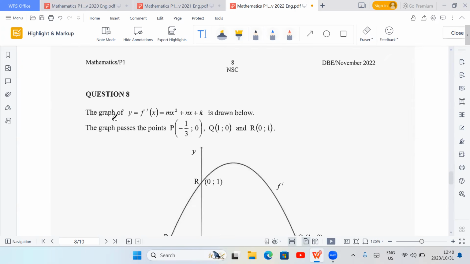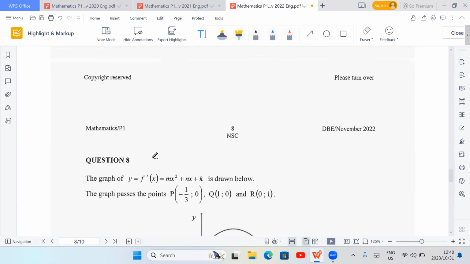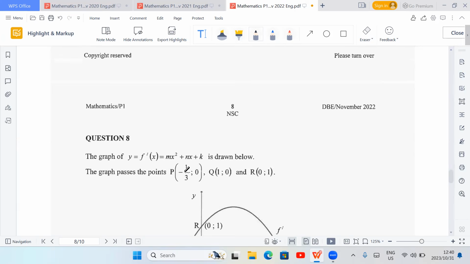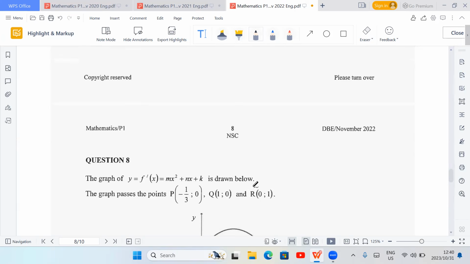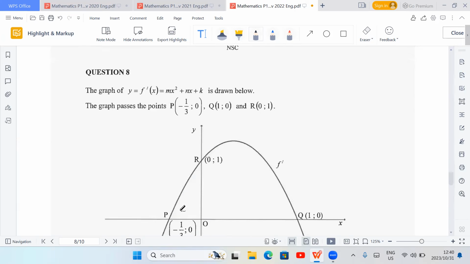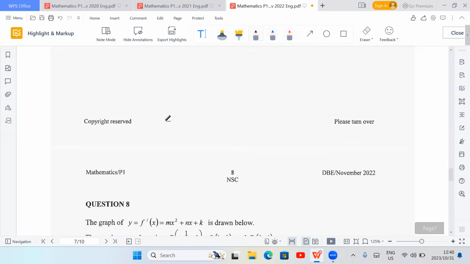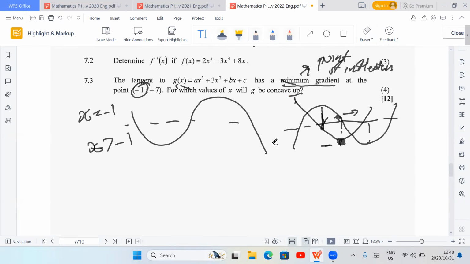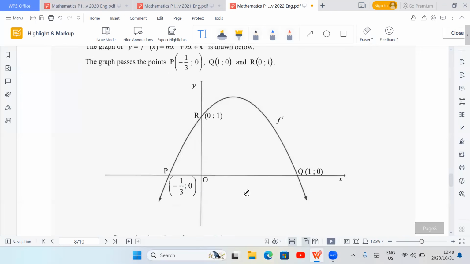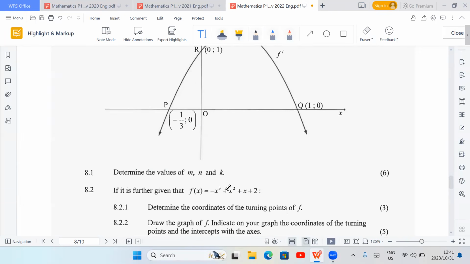Then question 8, the graph of y is equal to f prime x is that. So with this one, you can see these are the questions that I always tell you to look for, right? Sometimes they give you a parabola graph and then they start to ask you questions on cubic function, which is very important to know this relationship here. Know this relationship between your cubic function and the parabola graph, because when they start to pop questions on that, yeah, it gets really tricky.